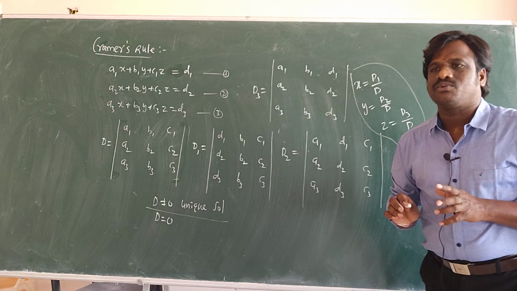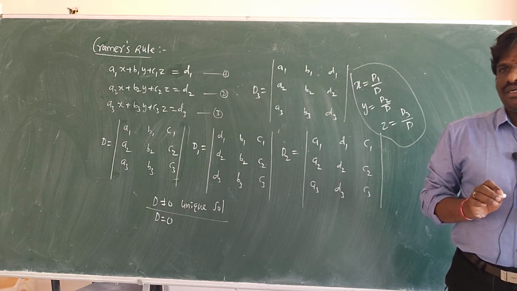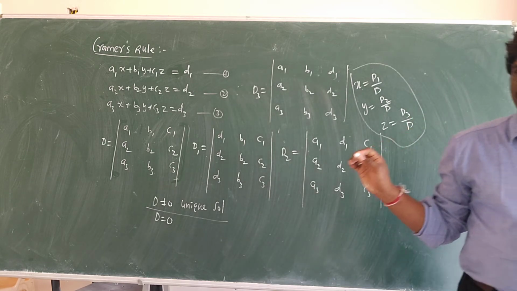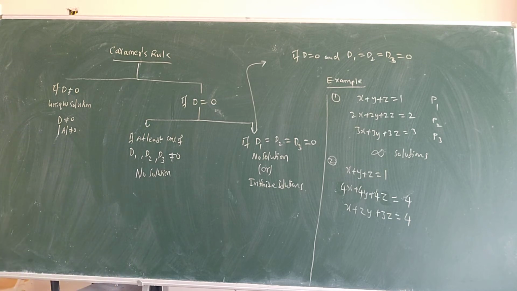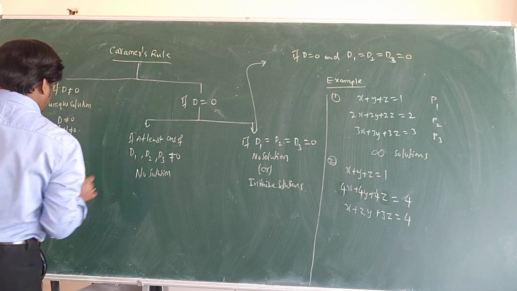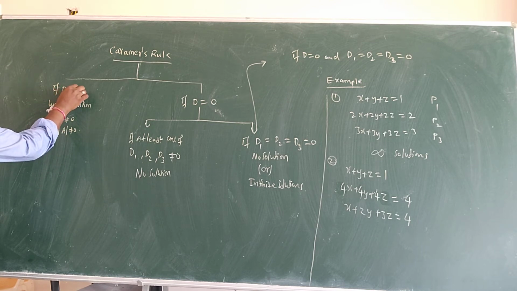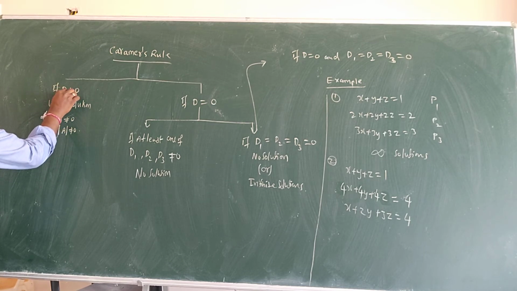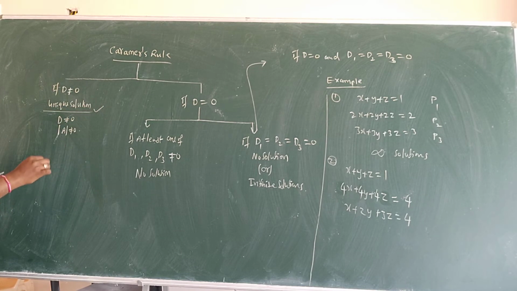D is nothing but the determinant of the matrix, and you know very well how to find the determinant. I will give you some conditions now. Note this down. In Cramer's rule, as I already told you, they will give you three equations and you will write D, D1, D2, D3. If you get D is not equal to 0, then you will have a unique solution, meaning x, y, z will get some values.